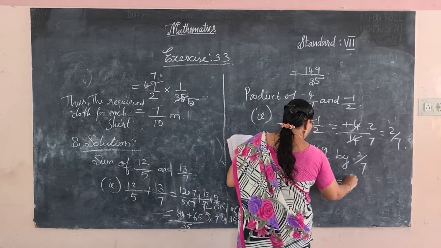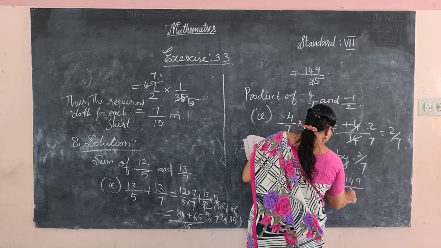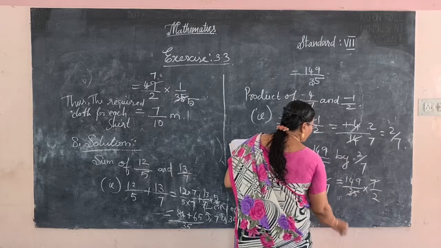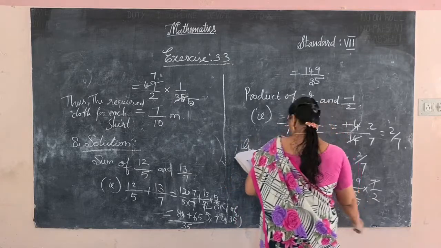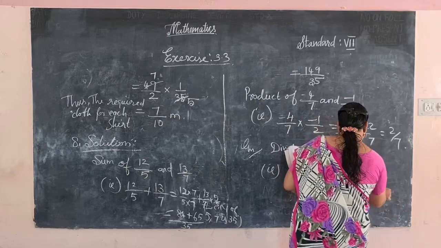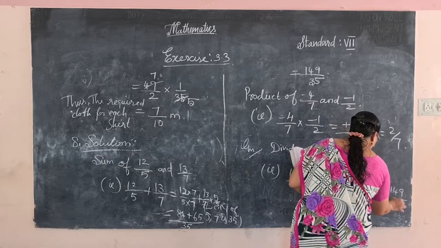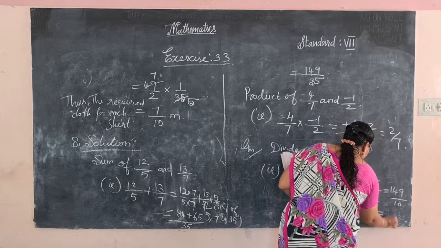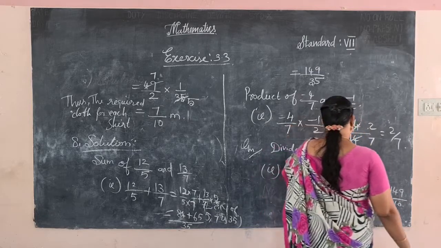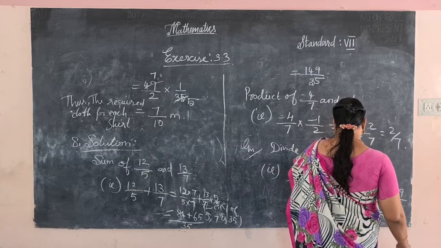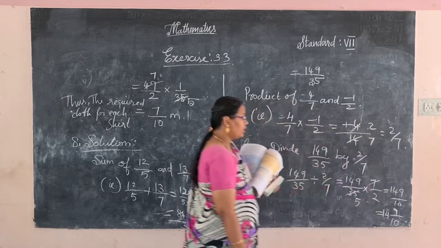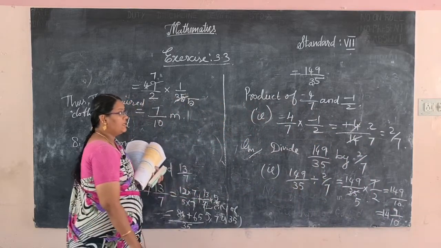It can be written as 149 by 35 into the reciprocal. It cancels in the 7 table 5 times. So what do we get? 149 by 10. It can be written as 10 times 14 is 140, 140 plus 9. That is the answer. So 14 9 by 10 is the answer.